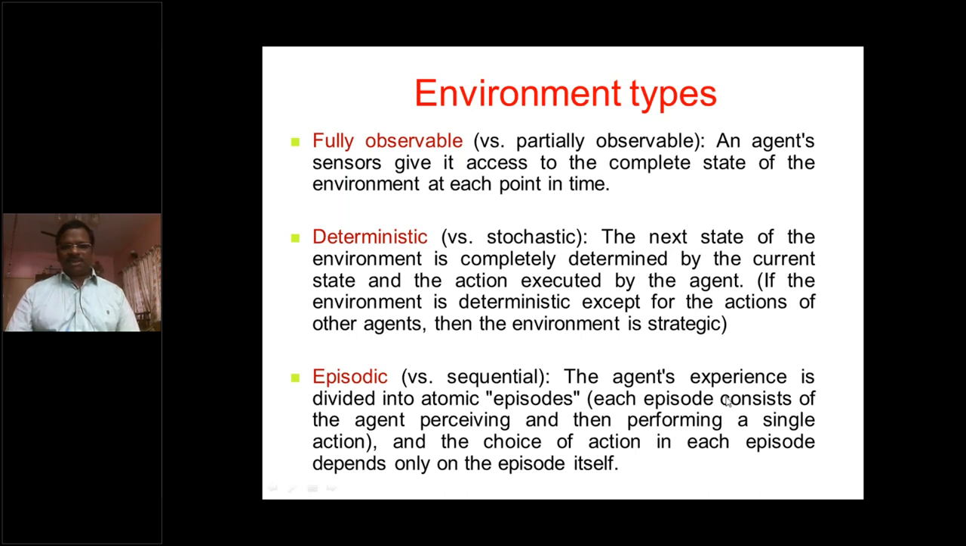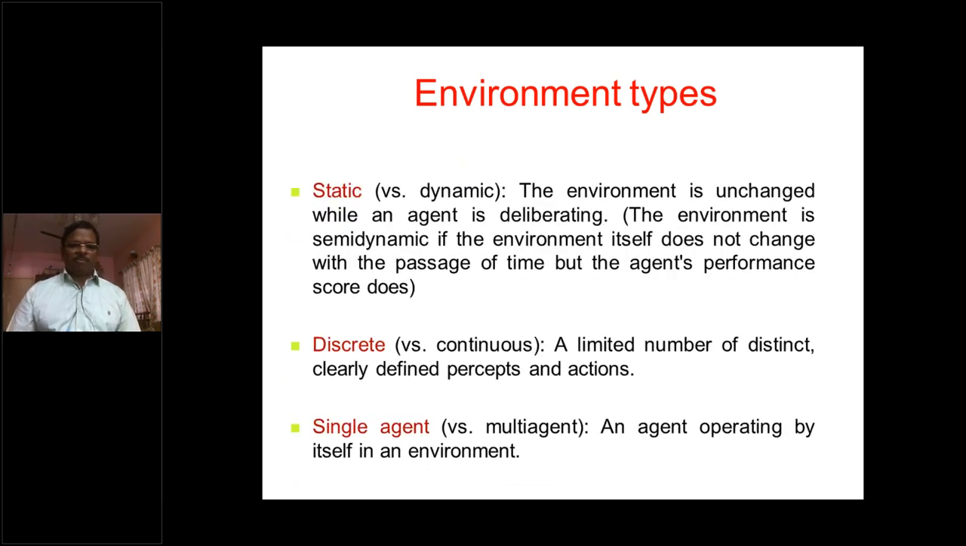Then episodic: the agent's experience is divided into atomic episodes. We can divide the entire problem into some parts. One part is executed first and then the next part, and so on. This is called episodic. These are the environment types. Okay, next, what are the other environment types?